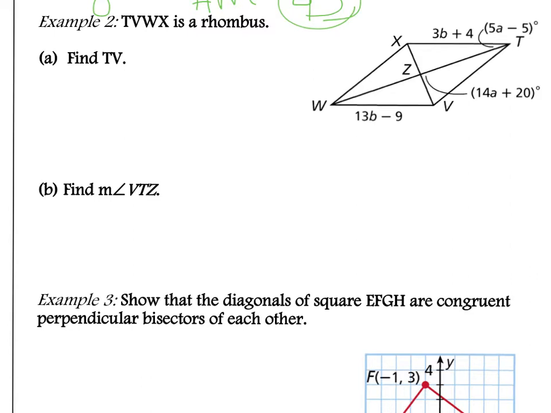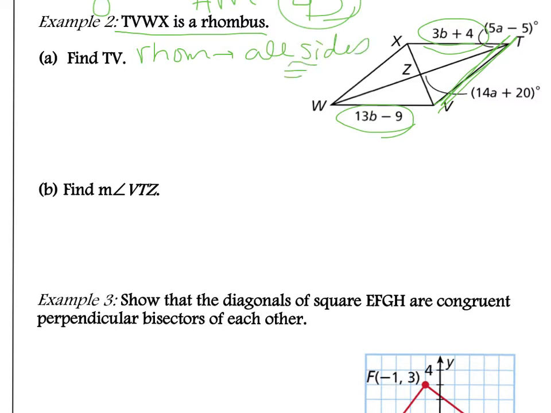Okay, so first this figure TVWX is a rhombus, so we're going to use our properties of a rhombus, and just like the last example, we can also use properties of a parallelogram since a rhombus is a special parallelogram. So it's asking us first to find TV. Well, TV is a side, and I don't have an expression for TV, but what I do have is an expression for two of the other sides. Because it's a rhombus, I know that all sides are congruent. So I can set any of the four sides equal to each other. It doesn't have to be, and they're all going to be the same. So I'm going to set 3b plus 4 equal to 13b minus 9.